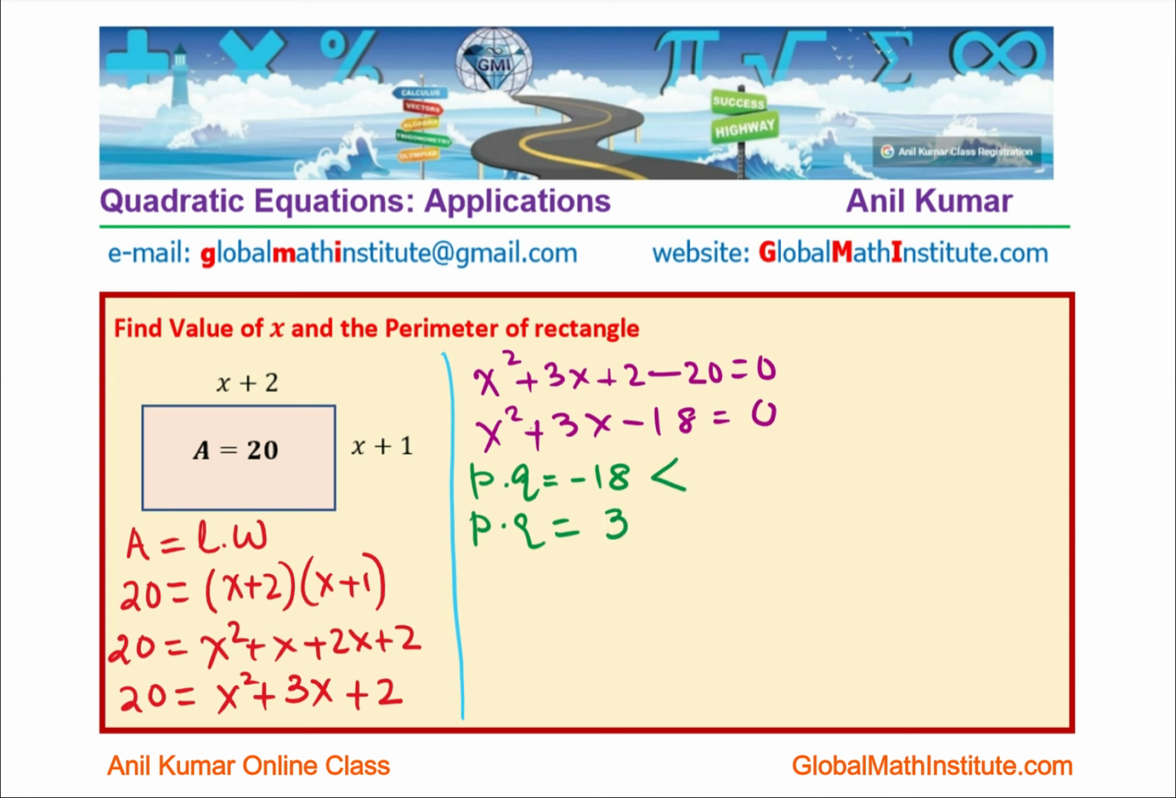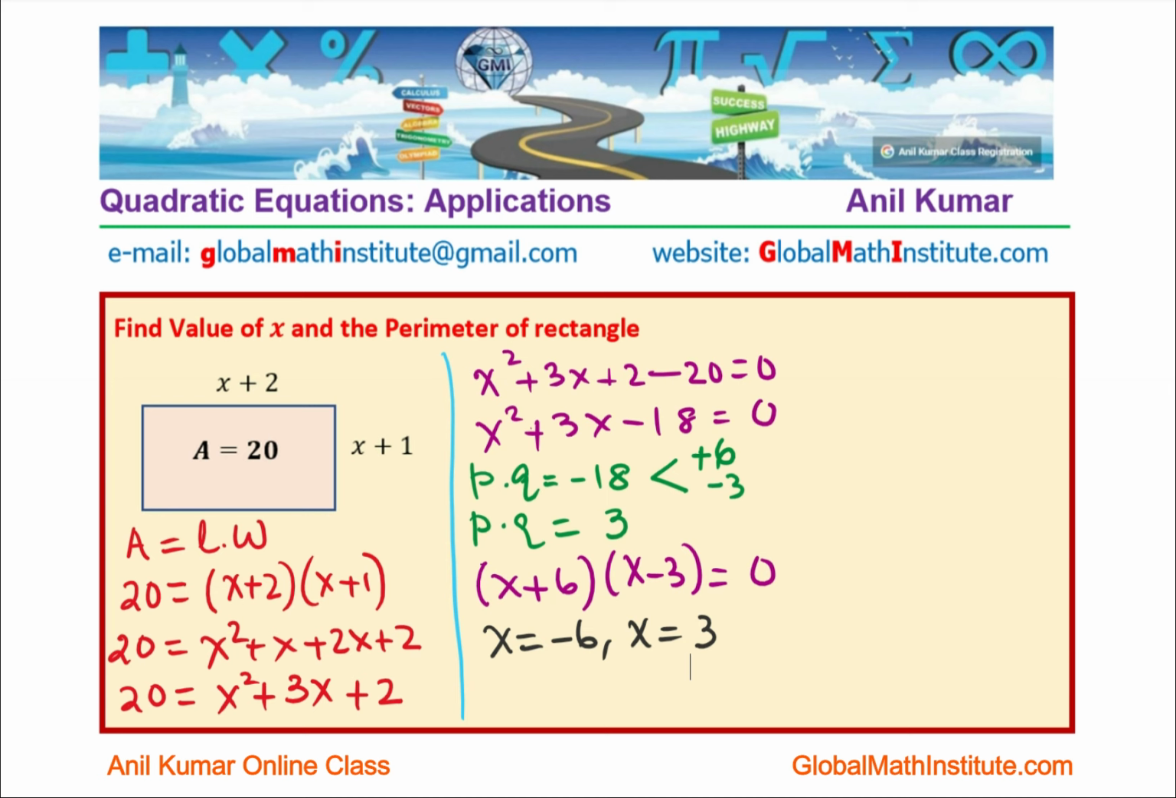So the two numbers can be one negative, one positive. The bigger number has to be positive. So 6 times 3, right? That is the solution. So we can now rewrite the expression as x plus 6 times x minus 3 equals 0. Now that gives you two solutions. One is x equals minus 6. The other one is x equals 3. Now you have to think which is the right answer. Are both of them the right answers?